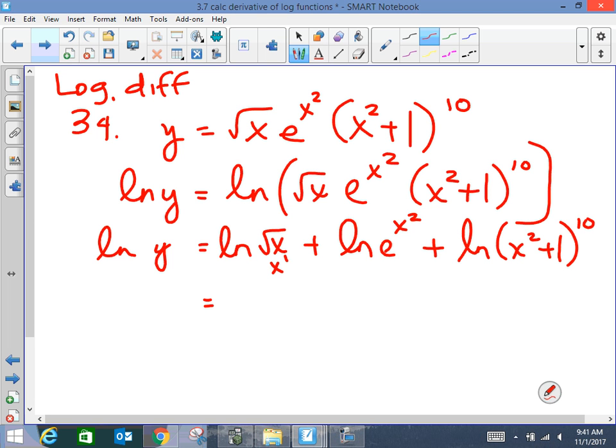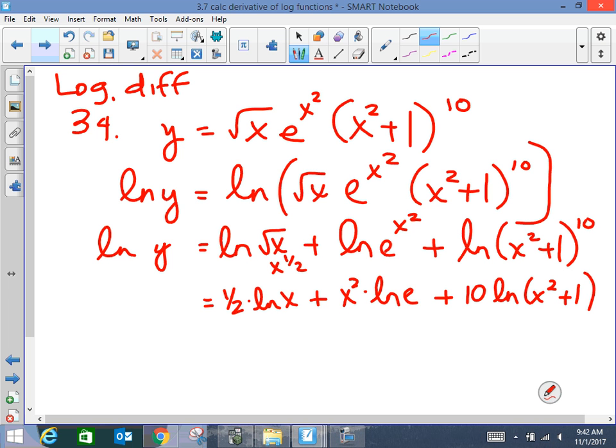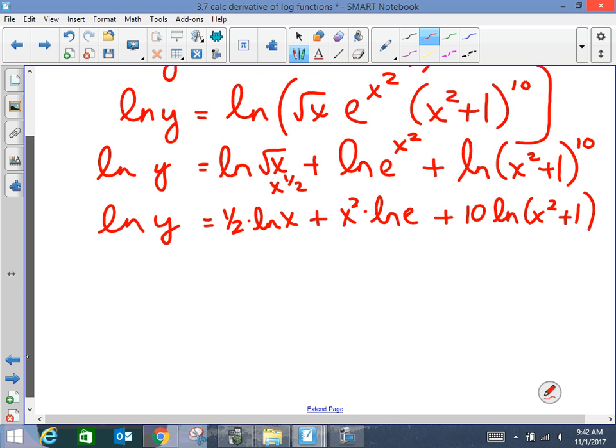This is x to the 1/2. So now with the exponents, we're going to pull those around front as factors. I'm going to put the dot there just to remind you that's a multiplication. x squared times ln e, and 10 times ln of x squared plus 1. Still equal to ln y. Remember. Okay. Now what?